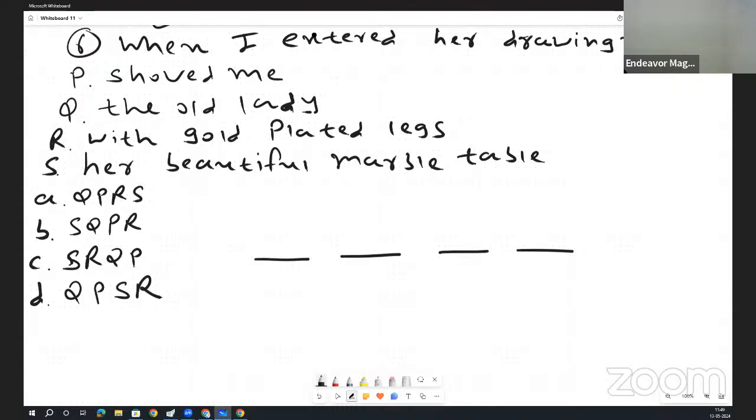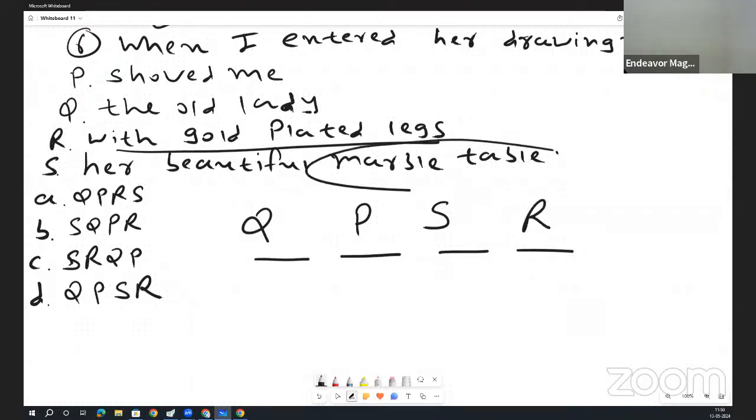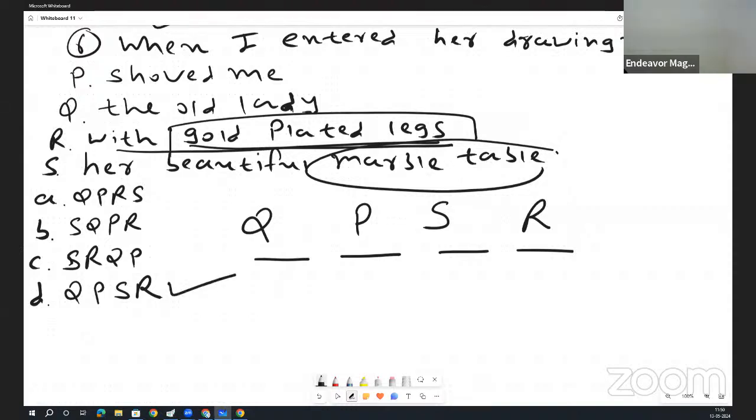When I entered her drawing room, the old lady, Q, okay, showed me what? P, her beautiful marble table with gold-plated legs. Meaning this table with gold-plated legs, students. Okay, not the old lady with gold-plated legs. So the answer should be, students, QPSR, meaning the answer should be D.